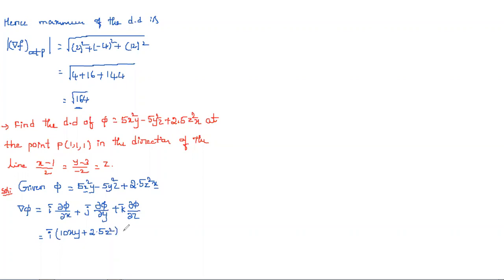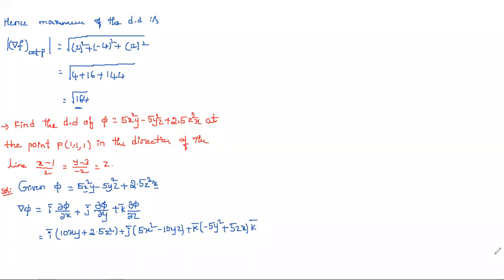into i, plus j into del phi by del y. With respect to y, here it is having 5x square and next minus 10yz, plus k into, with respect to z, there is no z coefficient in that, and coming to this, minus 5y square plus z square, derivative of 2z, 2.5 into 2 is nothing but 5, right? 5zx into k. So this is del phi.